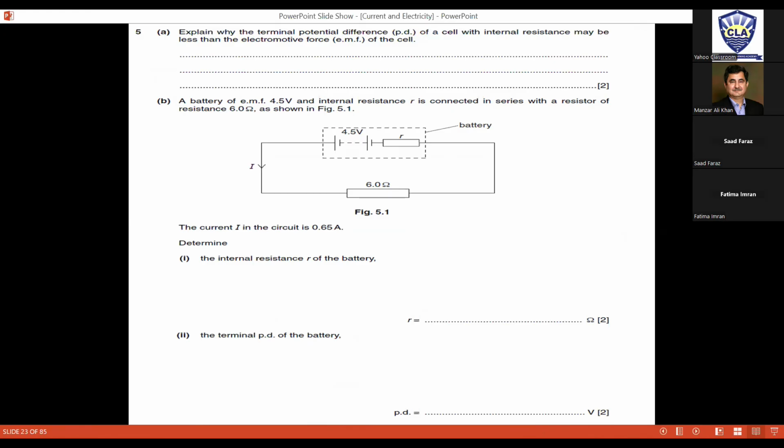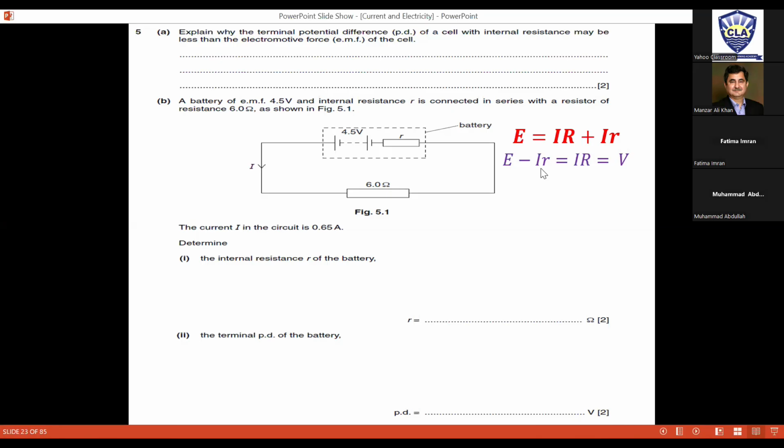Explain why the terminal potential difference of a cell with internal resistance may be less than the electromotive force of the cell. It says the terminal potential difference will be less than 4.5. Why? Because some of the voltage is lost in the internal resistance and the current in the circuit is the same. This is our formula: E is equal to IR plus I into r. E minus Ir is your terminal potential difference.